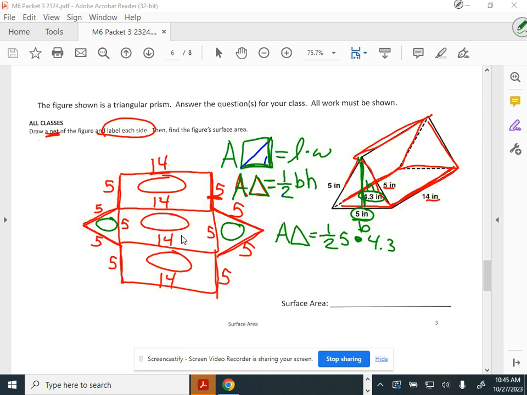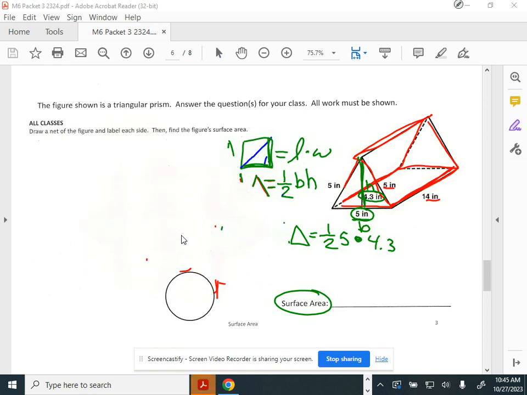Add all 5 of those areas up, and that's our surface area. So find the area of your 3 rectangles, find the area of the 2 triangles, add all 5 up for our surface area.